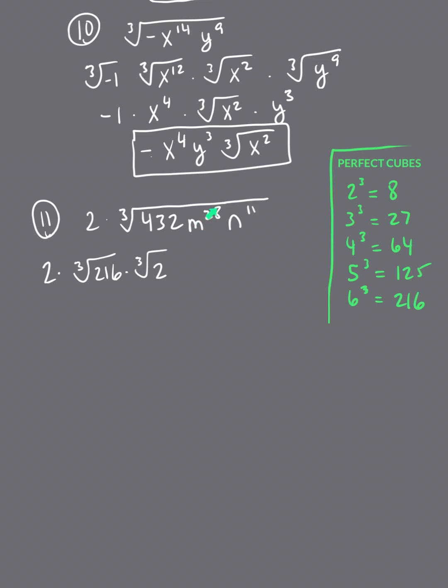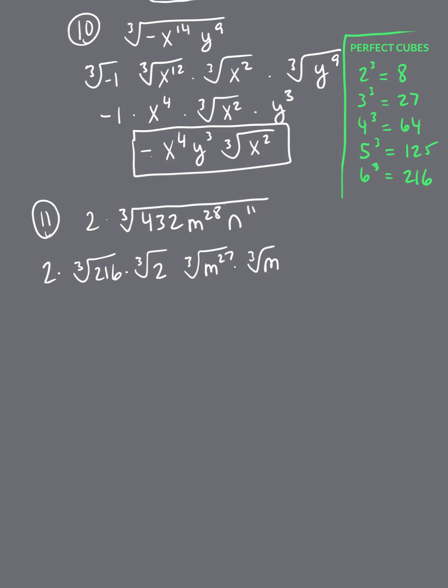Now what is the closest exponent that's a multiple of 3 that's less than 28? And then how many do you have left? You have the cube root of m to the 27th times the cube root of m. You have one m left over since you wanted 28, so 27 plus 1 is 28. And then what about the n to the 11th? 9 is the closest multiple of 3, and then you have 2 left, for a total of 11.